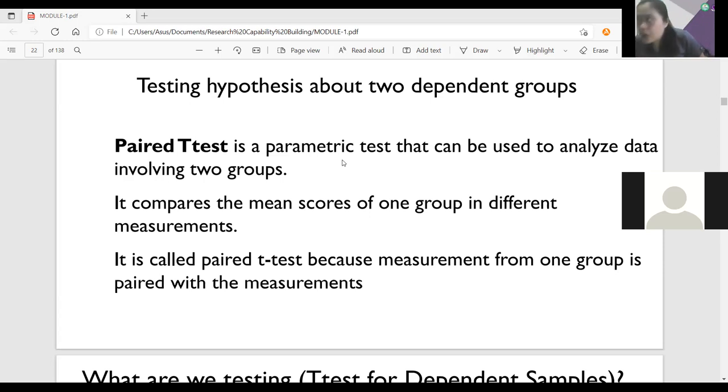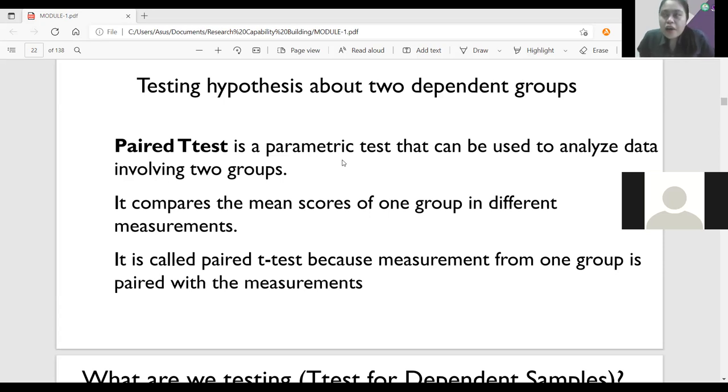So look at your SOP. If you have questions asking for the significant difference, you might be using t-test, but you have to look first kung ilang grupo yung i-compare ninyo. If dalawa lang, then yes, it can be independent sample t-test or paired sample t-test. Pag more than two, ANOVA na yun siya, class, ha?